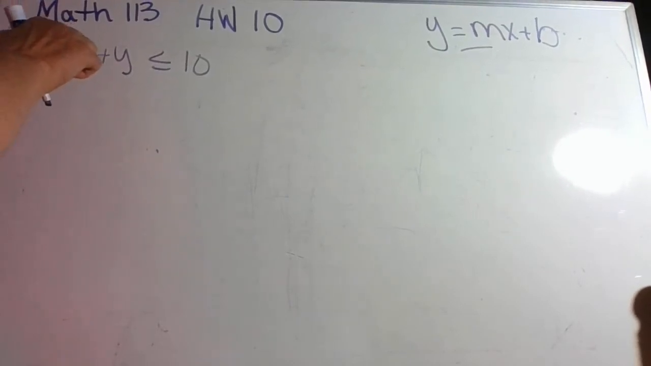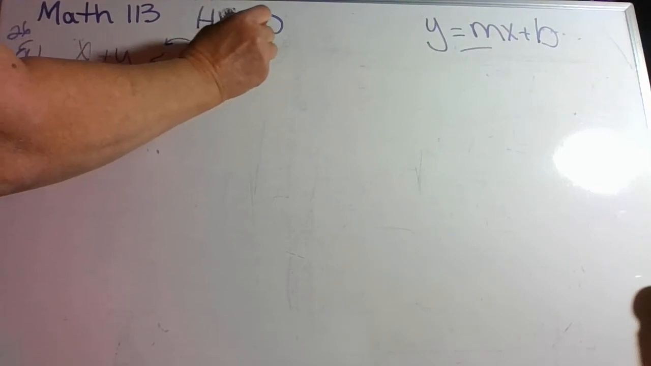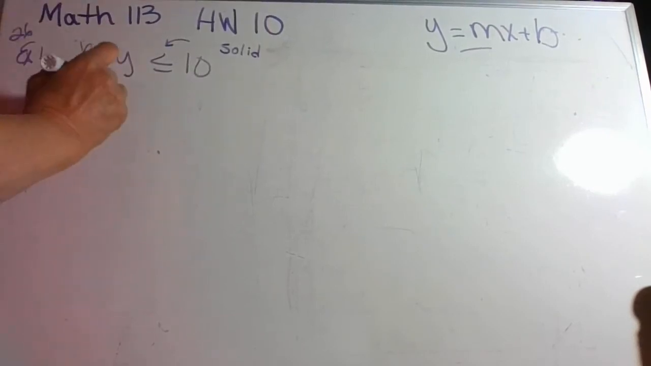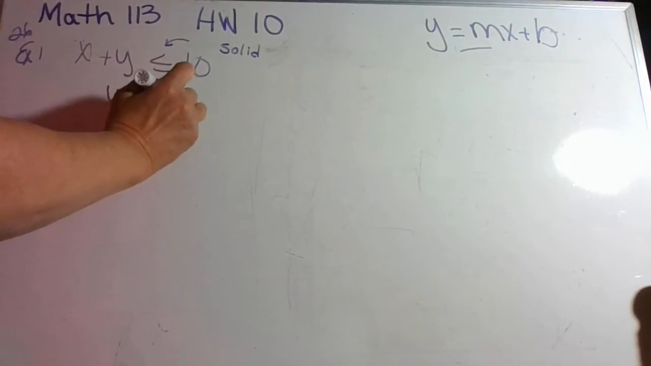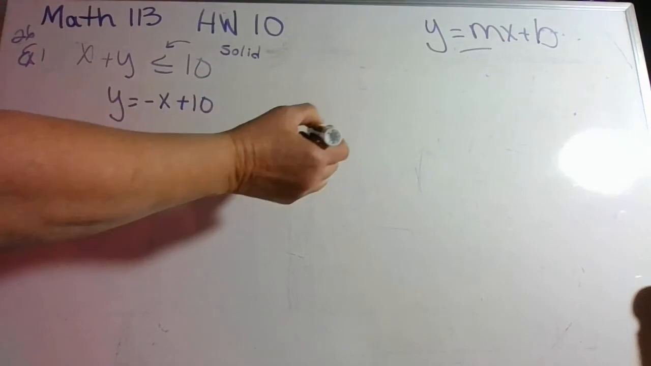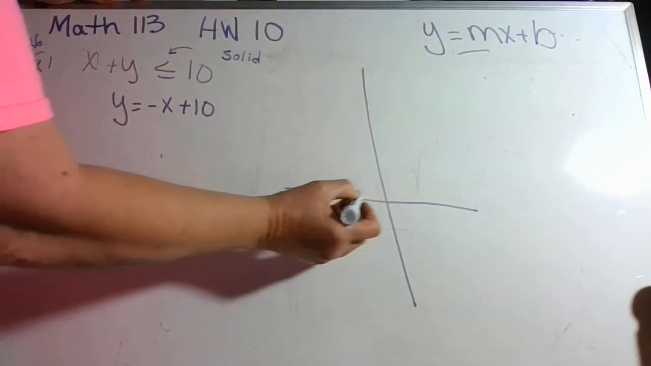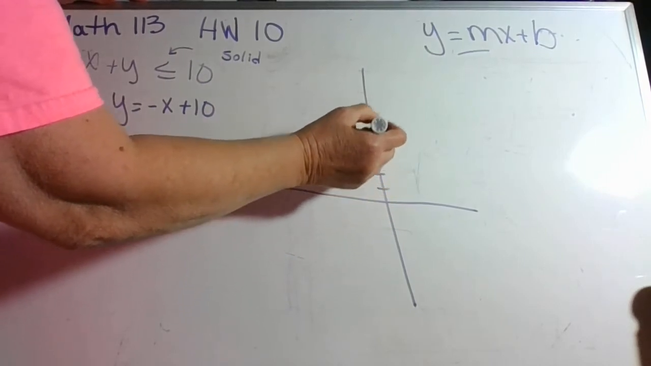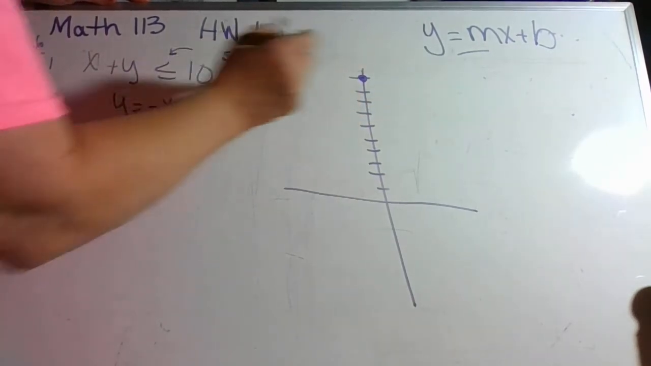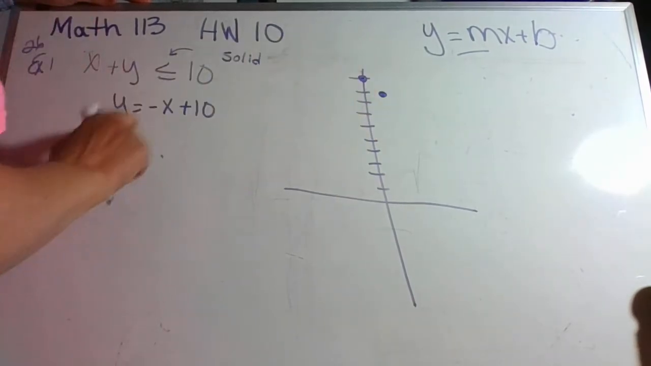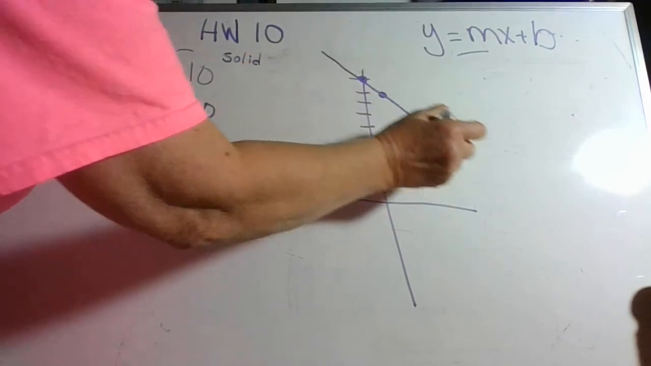Well, first of all, is it going to be a dotted line or solid? It's going to be a solid line, so always kind of think about that. Solve for y. Y is equal to negative 1x plus 10. Okay, so I'm going to go ahead, put that over here. My y-intercept, 6, 7, 8, 9, 10 is 10. I go down 1, right 1, because my slope is negative 1 over 1. And again, it's a solid line.